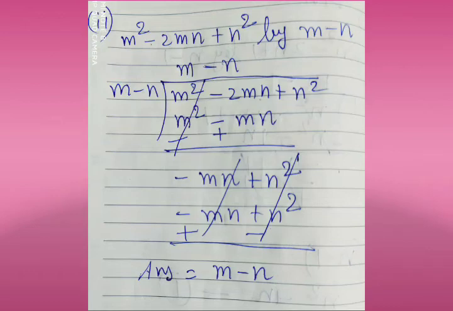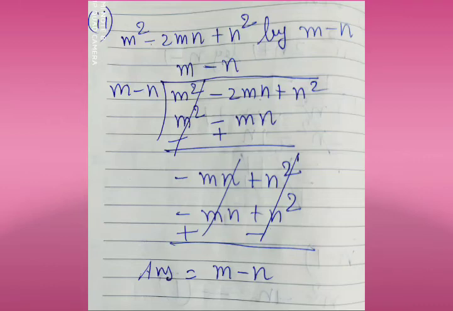Because that m will multiply with m also, m minus n. Clear? M we will multiply with m minus n. So what we have got? M square minus mn. Now we will change the sign. So minus mn will become plus mn, and plus m square will become minus m square.